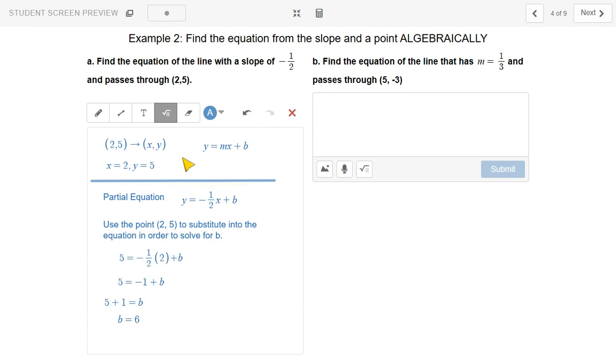Now we have our b down here that we solved for. We also have the m that was given from above.